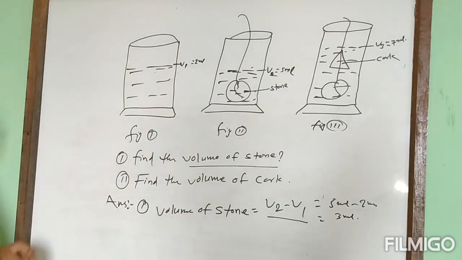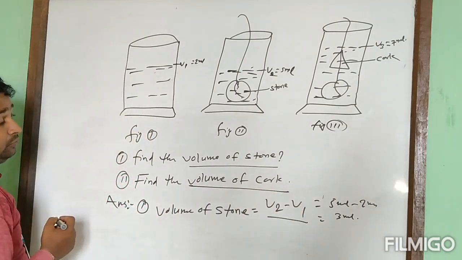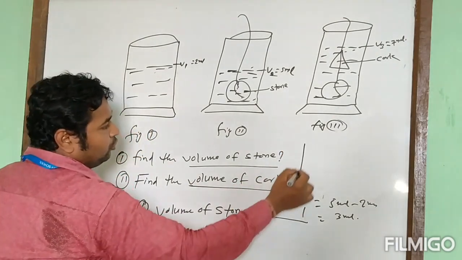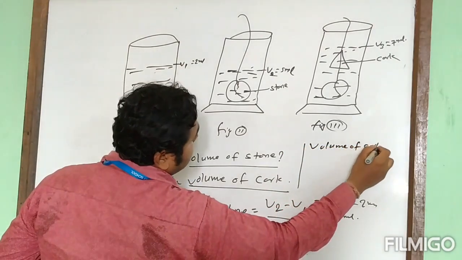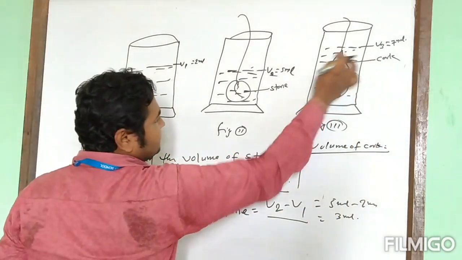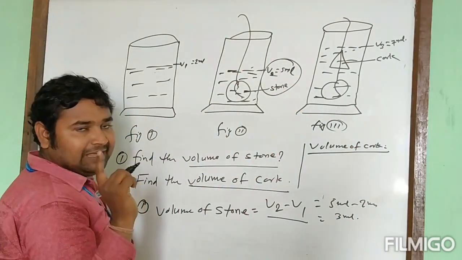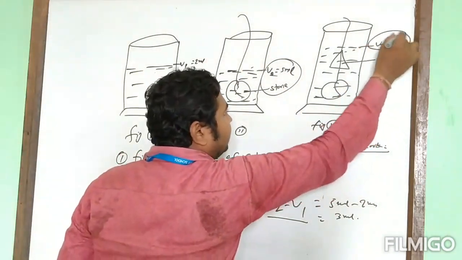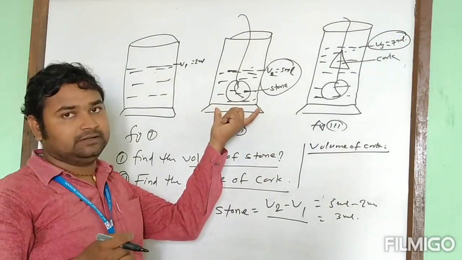Yes, and the same when we have to find out the volume of the cork, at that time what do we have to do? Volume of cork. At that time we have to calculate this. This is the initial that we have. This becomes the initial. And this becomes the what? Final. For calculating the cork, look at the picture.